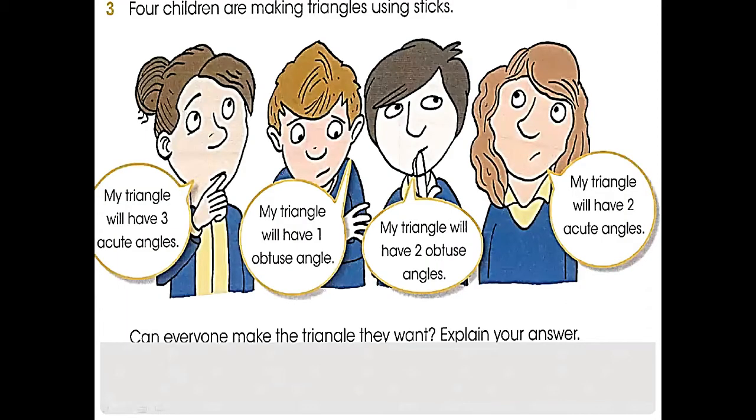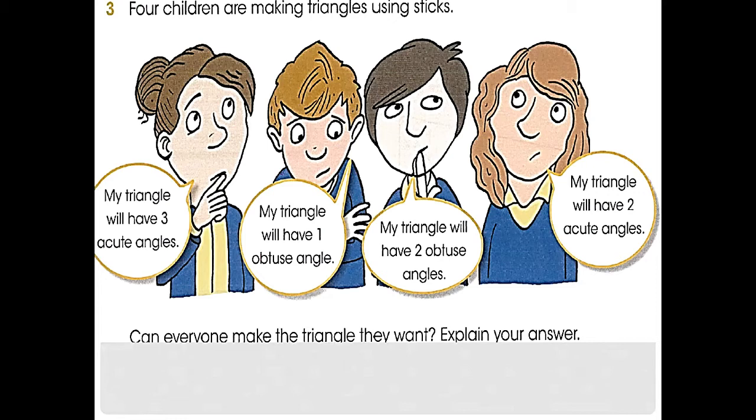Now, question number 3. Four children are making a triangle using sticks. My triangle will have three acute angles. My triangle has one obtuse angle. My triangle has two obtuse angles. My triangle will have two acute angles. Can everyone make a triangle? They won't. Explain your answer.